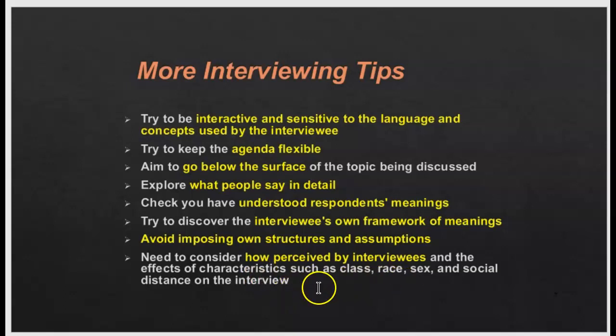The characteristics such as class, race, sex, and social distance affect the interview. A white man interviewing a black woman is going to have a different context than a black woman interviewing a white man and a black woman interviewing a black man. People from different classes, such as a perceived lower class social class, interviewing someone of a perceived upper class.